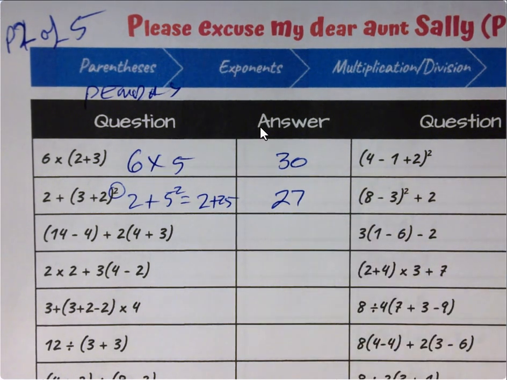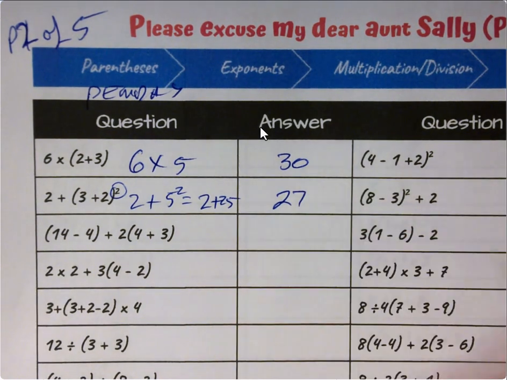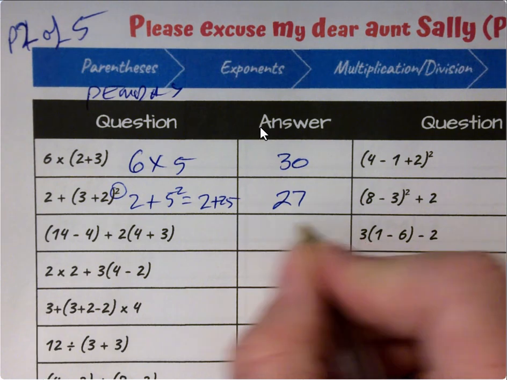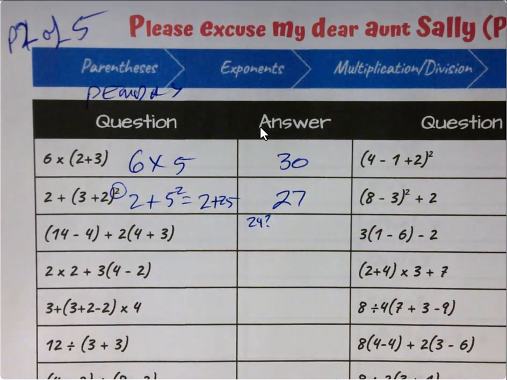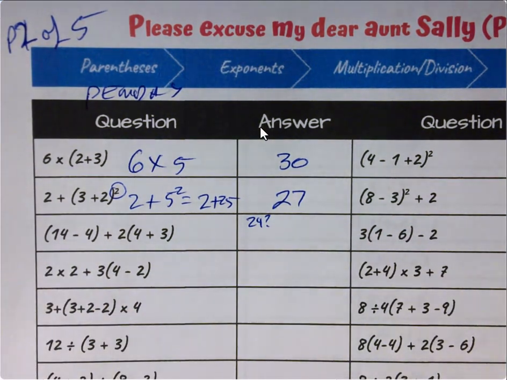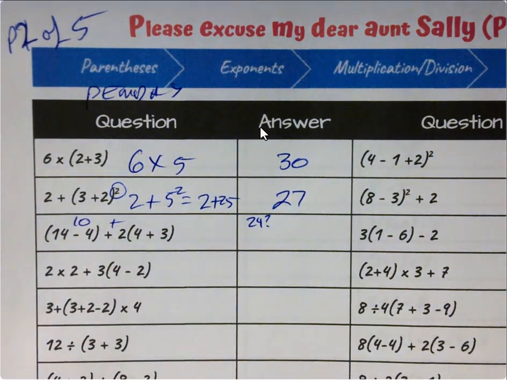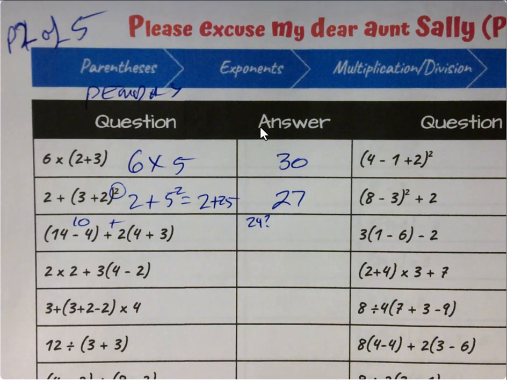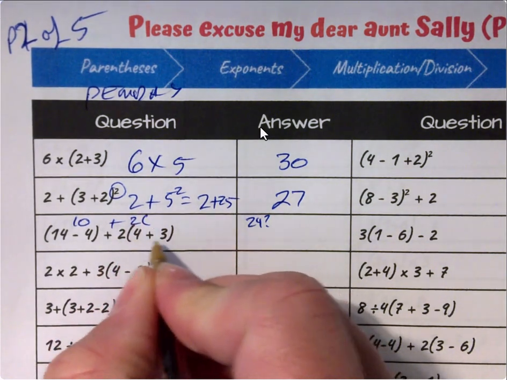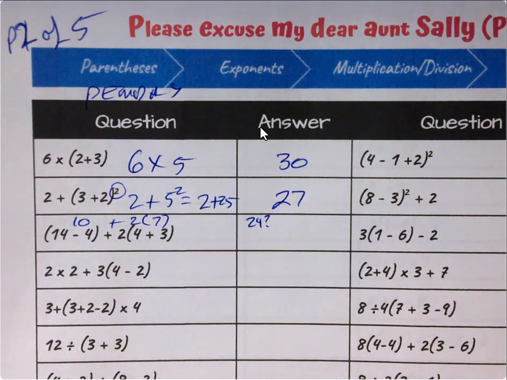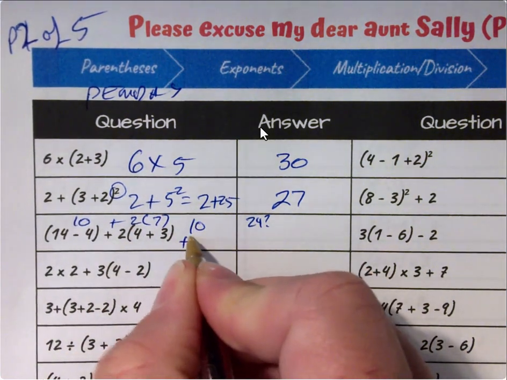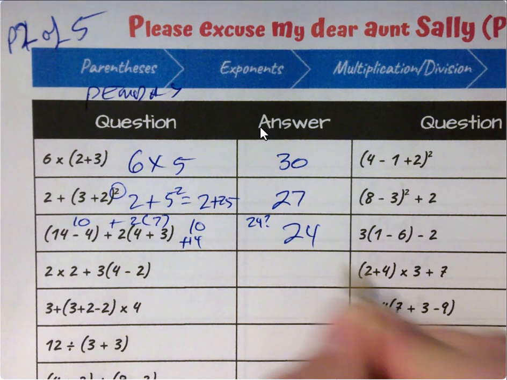Do you think you might know what the next problem is going to be? What's 27 minus 3? You think it may be 24? Let's see. We got 14 minus 4, which is 10. And we got some more parentheses. What's in these parentheses is 4 plus 3. Well, 4 plus 3 is 7. 2 times 7 is 14. So we have 10 plus 14. So we do have 24.